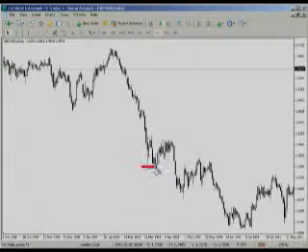Support is when price is moving down and it stops, and then it goes up. Resistance is when price is going up, it stops and starts going down.